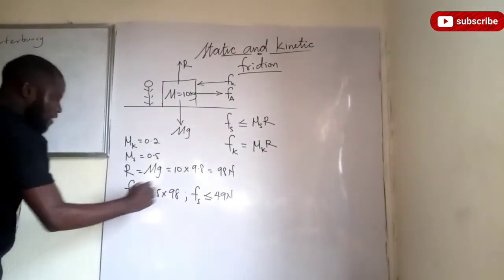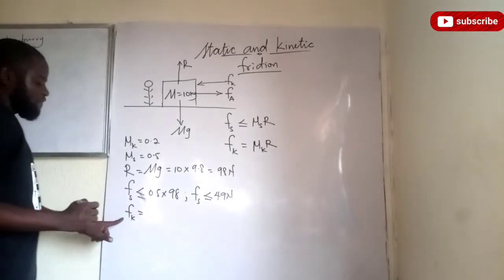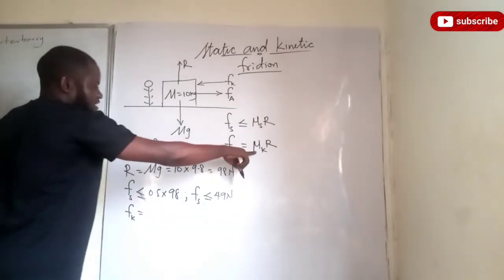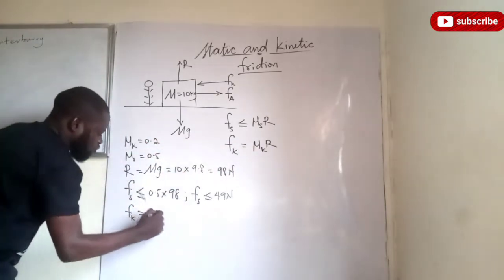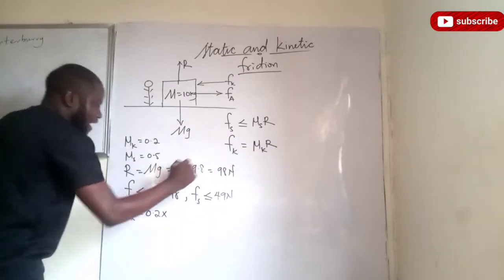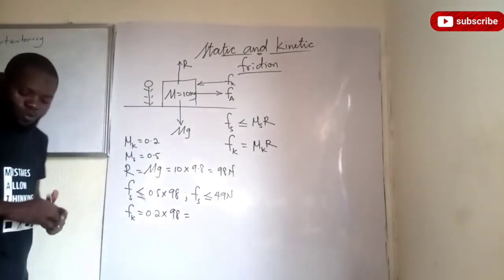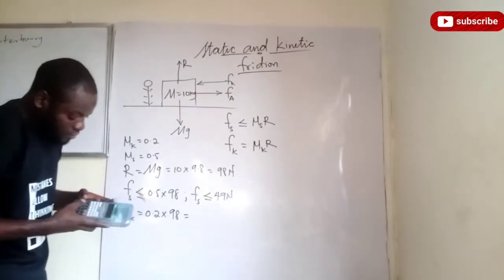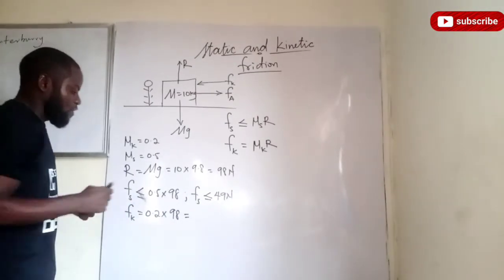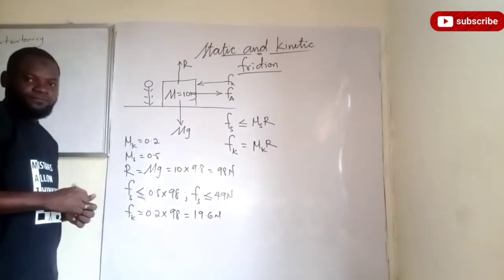Now, let us see that of the kinetic frictional force. The kinetic frictional force is the coefficient of kinetic friction, which is 0.2, multiplied by the normal reaction, which is 98 Newton. So, we have 98 multiplied by 0.2. That will give us 19.6. So, this is 19.6 Newton.